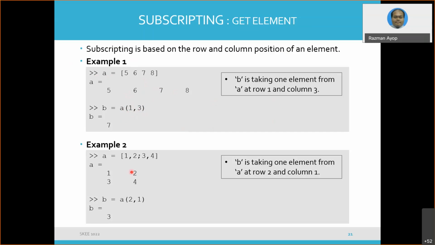Same as here. If you have 1, 2, 3, 4, you have to use the coordinate to extract the data. For example, here, this is A, B is equal to A(2,1). So 2 means row number 2, and column number 1, which means that B is just equal to 3. That is how you extract the data.